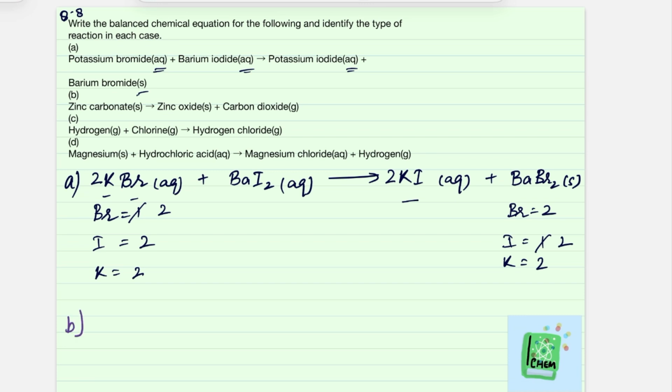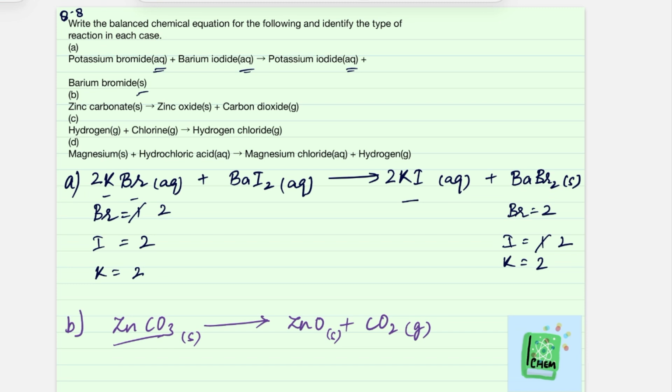B part, zinc carbonate dissociates. This forms zinc oxide plus carbon dioxide. Carbon dioxide is a gas, zinc oxide is solid, zinc carbonate is also solid. Now this reaction is a decomposition reaction. A single reactant is decomposing to give two products. So this type of reaction is a decomposition reaction, and the reaction is balanced because the number of atoms of each element on both the sides is the same.